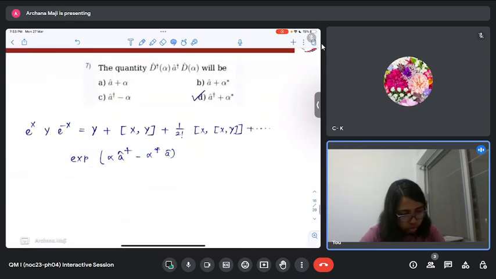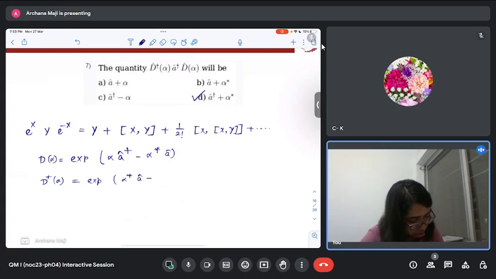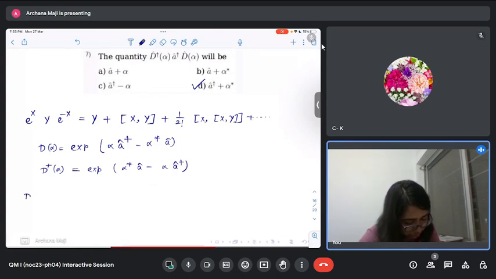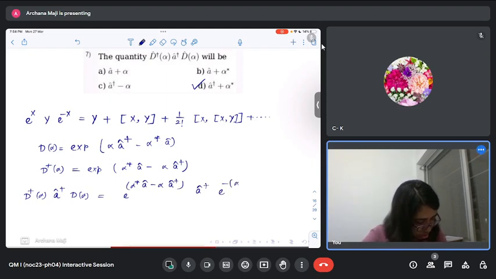So this is equal to D of alpha. Fine. Now, D dagger of alpha is just exponential of alpha star a minus alpha a dagger. So when we do D dagger a D, we basically have exponential of alpha star a minus alpha a dagger, and then exponential of minus that same thing, alpha star a minus alpha a dagger.